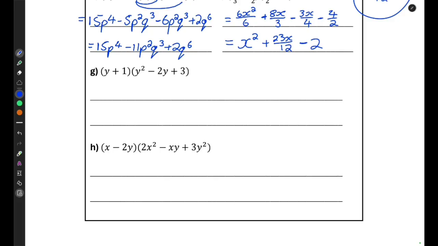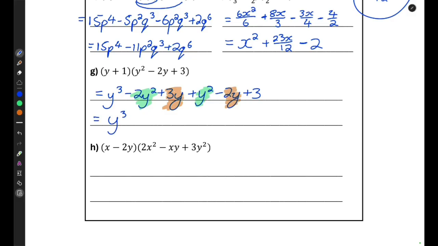So the first y, I'm just going to multiply with all three terms. So that gives me y cubed minus 2y squared plus 3y, and then just multiply everything by 1, so it just stays the same. So plus y squared minus 2y plus 3. So now I'm just going to check for like terms. Y cubed is on its own, but there is a y squared and there's a y squared. So they go together, and the single y's also go together. Now I just need to write the answer, so y cubed, then minus 2y squared plus y squared just gives me minus y squared, and then 3y minus 2y gives me plus y, and then plus 3. So no like terms anymore, and that's the final answer.